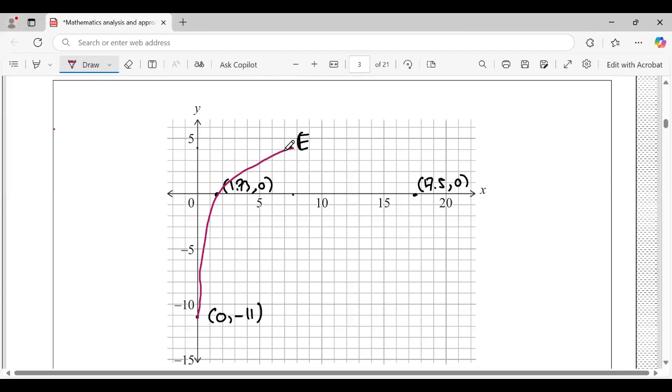Like this, and then okay, let's stop here and here. Why? Because the interval of x is from 0 to 20. Next question.